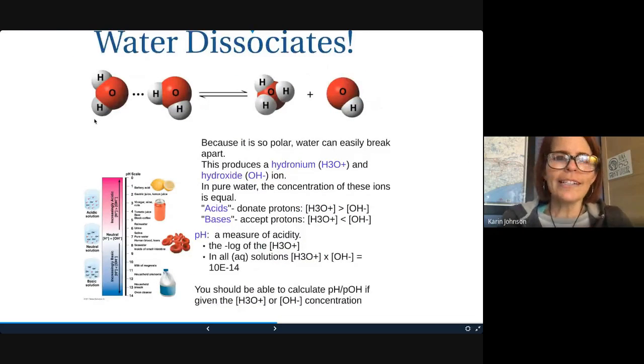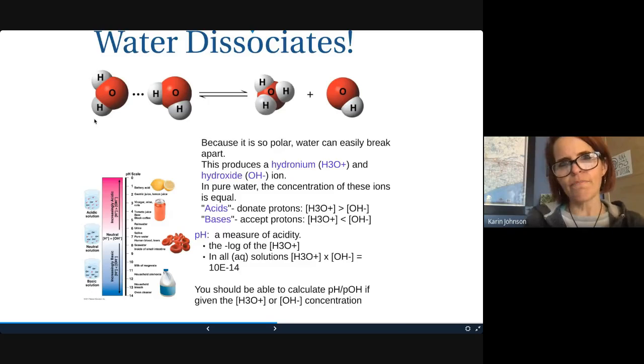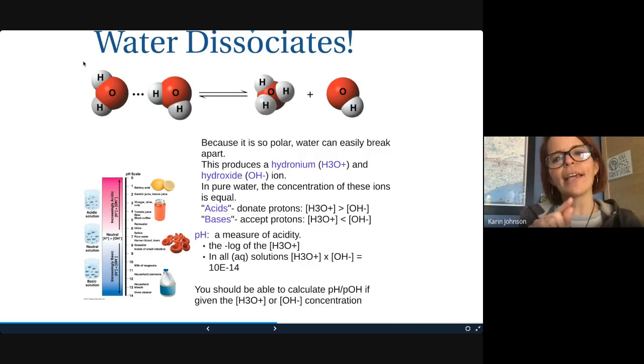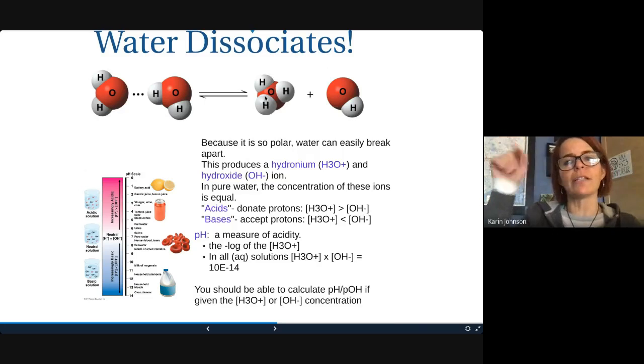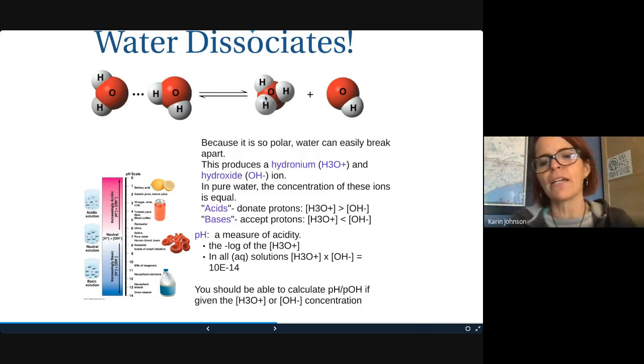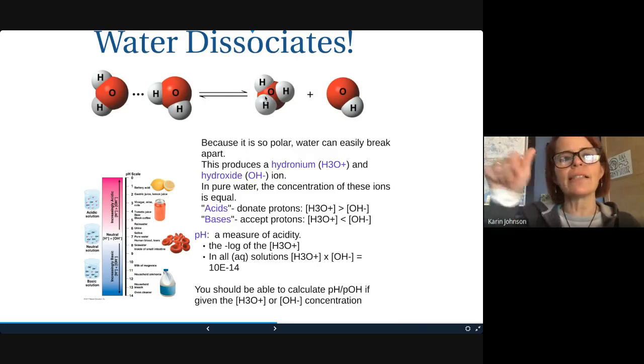So water dissociates. While I'm talking, would you, in your notes, either draw this diagram or write it? You could say water plus water, H2O plus H2O, and then show an arrow that goes both directions, makes, and then this is written H3O with a plus next to it. It's usually in brackets, H3O plus, and then plus OH. Sorry, the plus is on the inside, not on the outside. And then OH with a minus on the inside. Okay, put it in brackets.